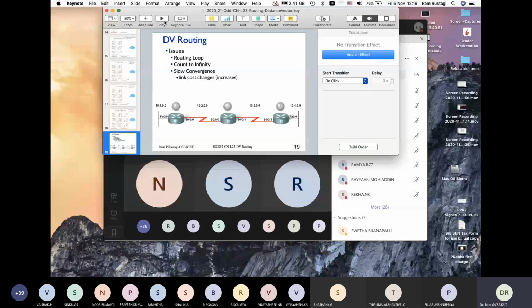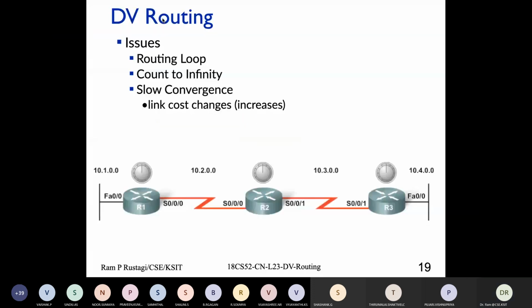Let's look at this case. Currently, we know that one thing is stabilized: router 2 keeps the information that it can reach 10.4.0 with a cost of 1. And router 2 will send this information to R1 as well as R3. R2 will tell R1, I can reach 10.4 with a cost of 1. It will tell R3 that it can reach 10.4 with a cost of 1.